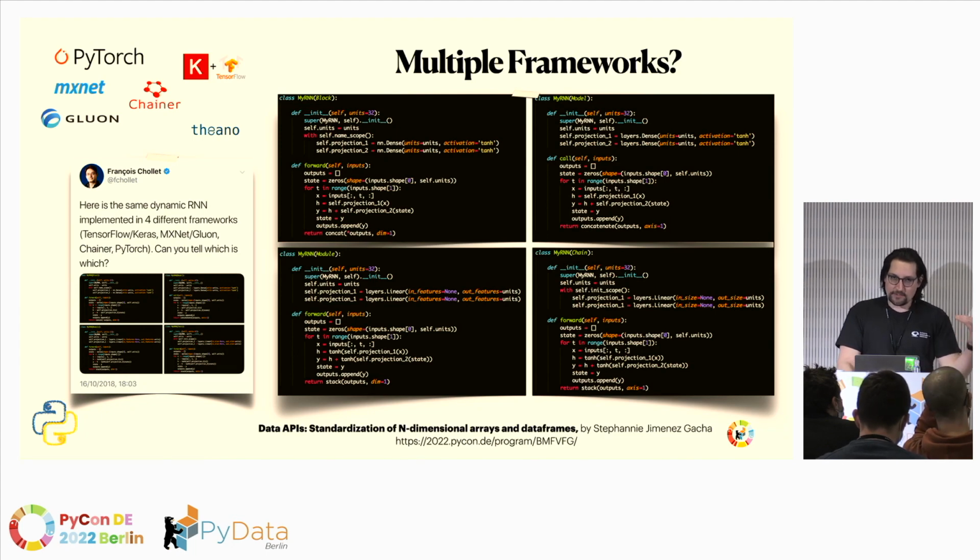And this is actually improving, and we indeed had a very interesting talk in this conference about data APIs, standardization of n-dimensional arrays, and this is exactly one of the important use cases where standardization might be useful. Going towards having different frameworks but the same API makes transition from one to the other very, very cool. In fact, this tweet from François Chollet, the creator of Keras, was showcasing 4 different frameworks to do exactly the same thing.